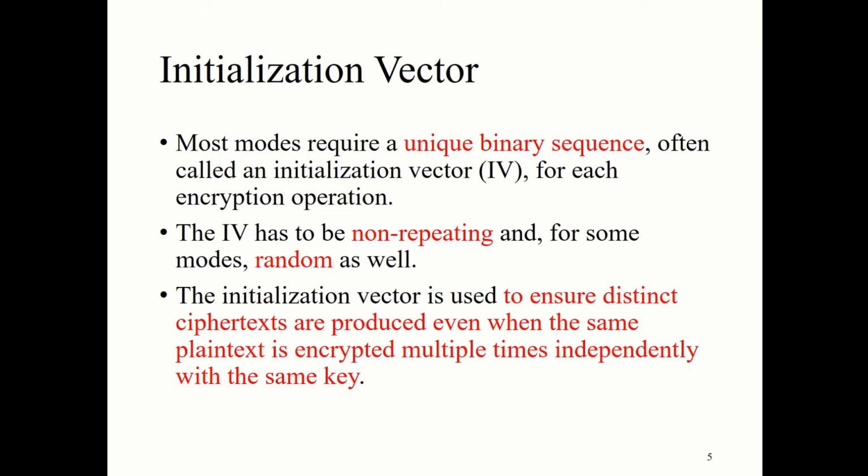Even when you encrypt the same plain text the first time, you will get a ciphertext. If you take the same plain text and encrypt it another time, it will give you a different ciphertext because you use a different initialization vector. So the initialization vector makes sure the ciphertext produced is unique and cannot be repeated, to protect it from cryptanalysis. This is why it is important.